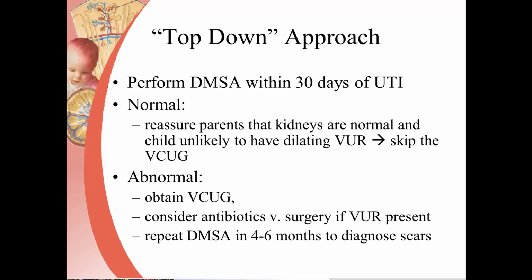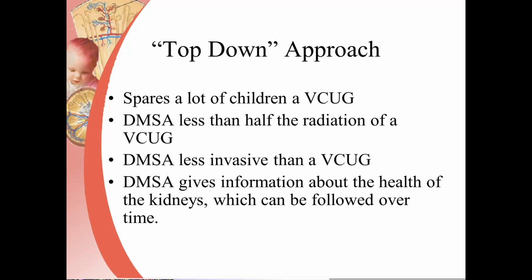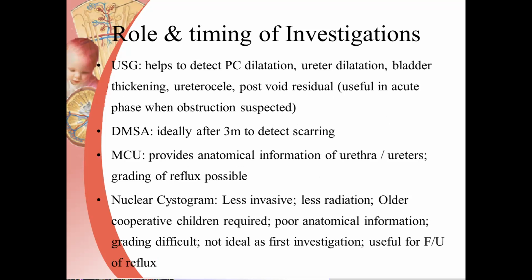So these schools perform the DMSA early, within 30 days of urinary tract infection, and if it is normal, they reassure the parents that the kidneys are normal and the child is unlikely to have a dilating VUR, and skip the VCUG. Whereas if it is abnormal, they go for a VCUG, consider antibiotics versus surgery if the VUR is present, and then repeat the DMSA in 4 to 6 months to diagnose scars. So it spares a lot of children the traumatic, invasive voiding cystourethrogram, and also reduces the radiation. The DMSA scan has less radiation than VCUG, it is less invasive, and it gives a lot of information about the kidneys. Now, the role of other investigations.